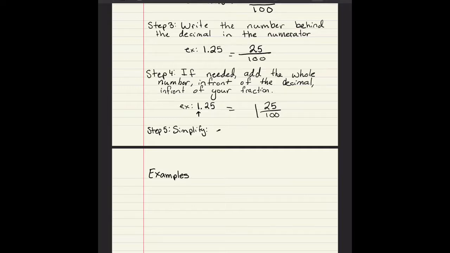So running out of room here, but we're going to make it work. So 1 stays the same, but 25 and 100 can be simplified, because 25 can go into both of these. And we'd get 25 divided by 25 equals 1, 100 divided by 25 is 4. So therefore, our final answer is 1 and 1/4.